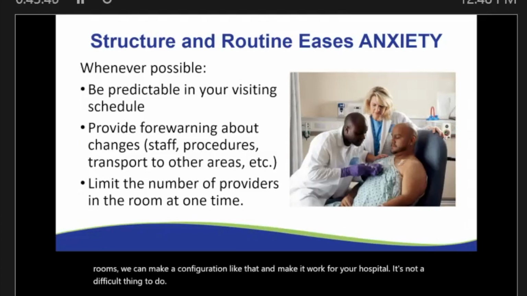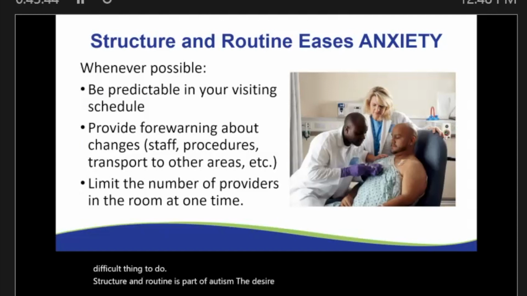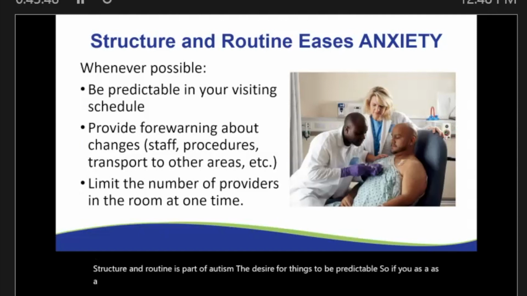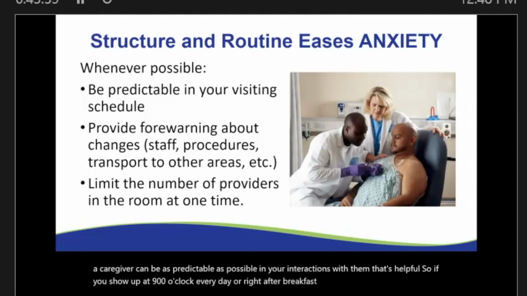Structure and routine is part of autism, the desire for things to be predictable. So if you, as a caregiver, can be as predictable as possible in your interactions with them, that's helpful. So if you show up at 9 o'clock every day or right after breakfast time, that's great, because that is something that they can kind of rely on.